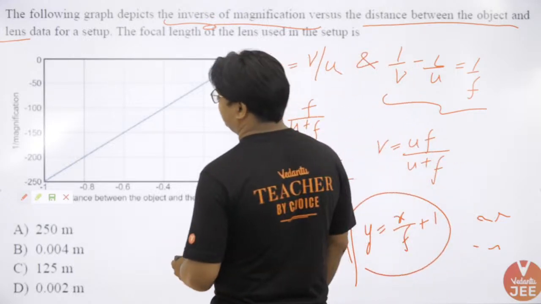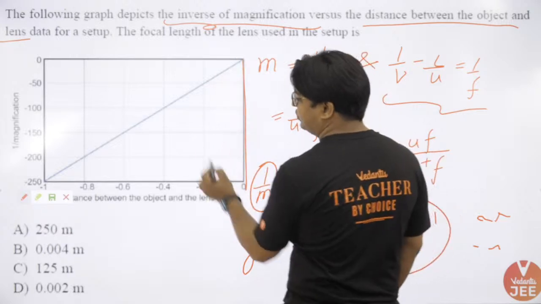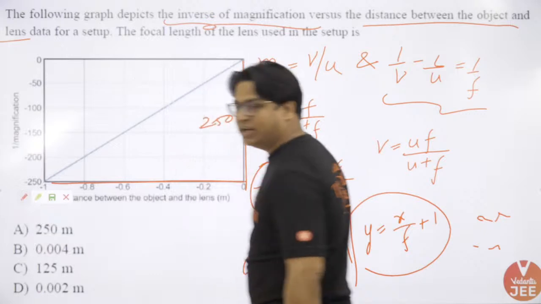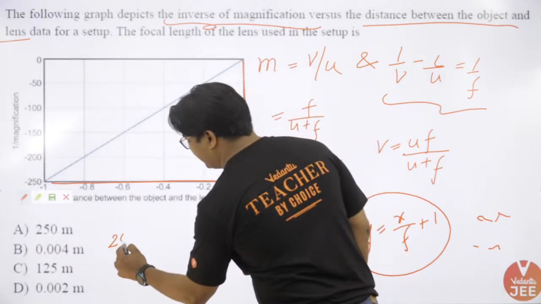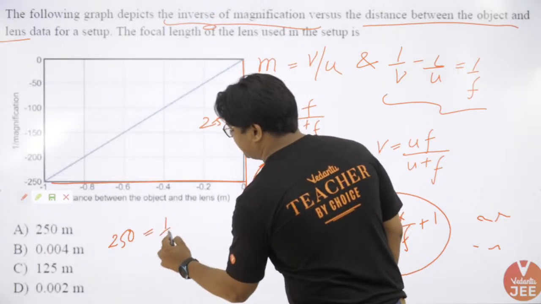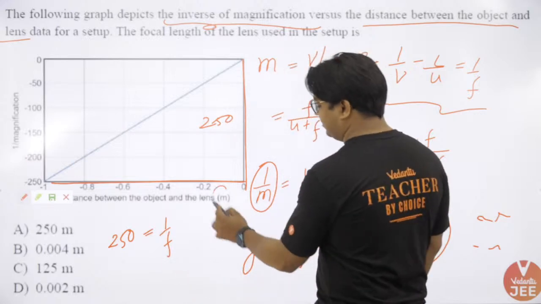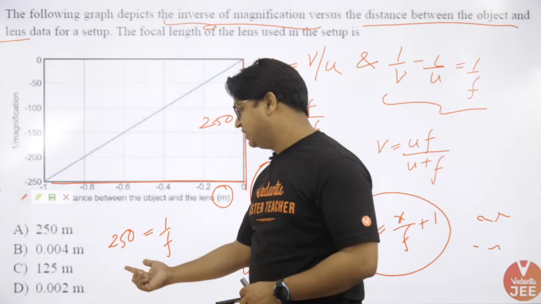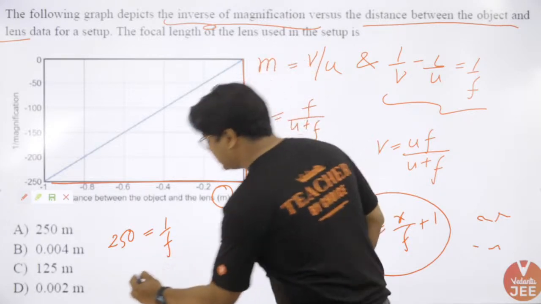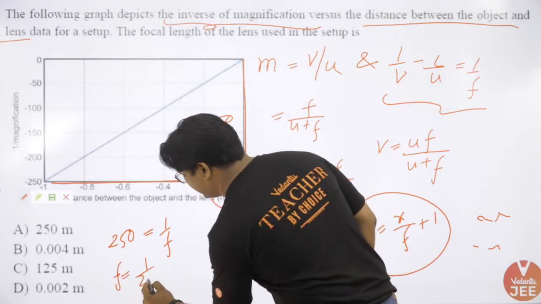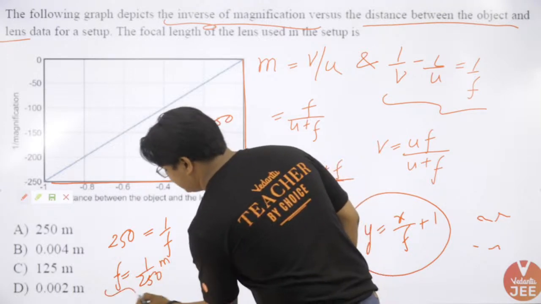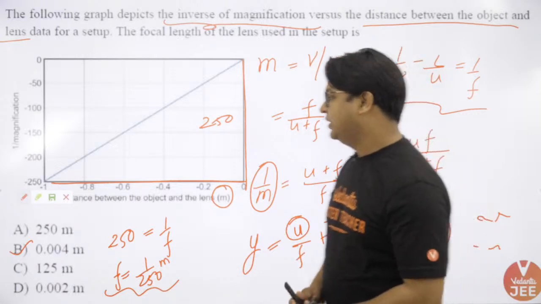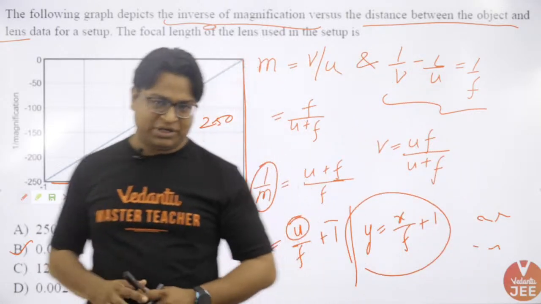So this length is given to be 250. Alright, this length is given to be 1. So slope is 250, and this is 1 upon f. This is given in meter. So this is 250 upon 1 meter. So we are getting focal length as 1 upon 250 in meters. Alright, so B option is what we are getting here when you finish the calculation. Now a minor point here.